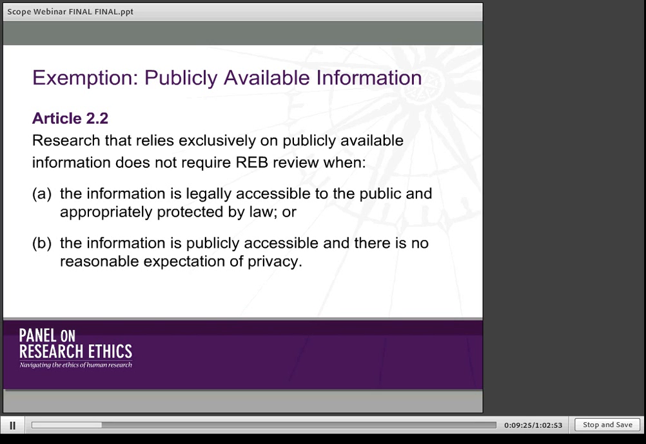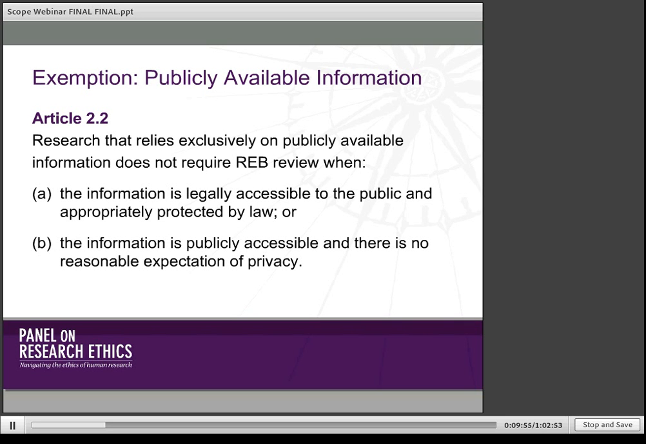The second category speaks to information that is in the public domain and where there's no expectation of privacy. So for example, this would include things like press accounts, online performances, and blogs. In the application of this article, it further specifies that for this type of research to be exempt, it must also be non-intrusive, that is, involving no interaction between the researcher and the participants.